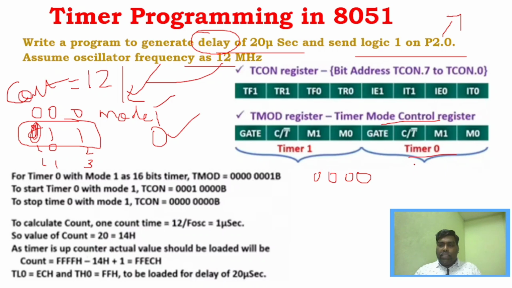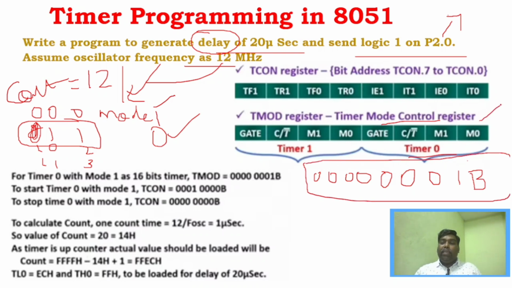So now what will happen? C/T will be 0, and if it is a timer, then the GATE value will also be 0. We know that only whenever we use an external clock pulse will this GATE be 1. And now I have to enable mode 1, so I can put 0 1 because that is mode 1. And now we know that for timer 0, this is what I'm going to use. This B represents the memory location. This is for timer 0. This is how I have to configure the TMOD register.